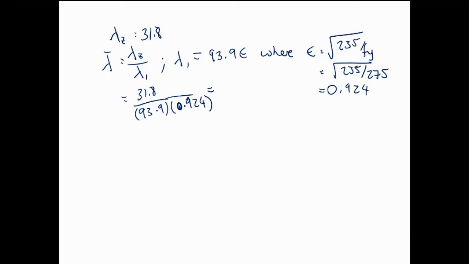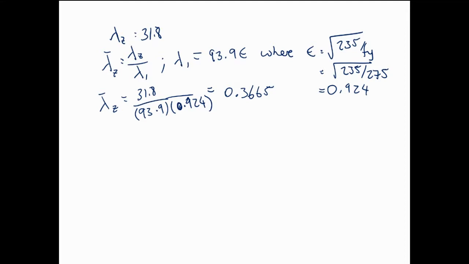So 31.8 divided by 93.9 divided by 0.924. So the normalized slenderness value about the z-axis is equal to 0.3665. Yes, that's significantly changed from last time. It should be somewhere around a half or so of what it was last time.